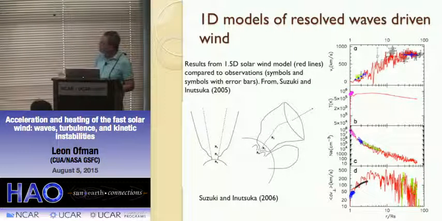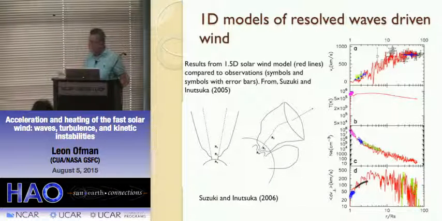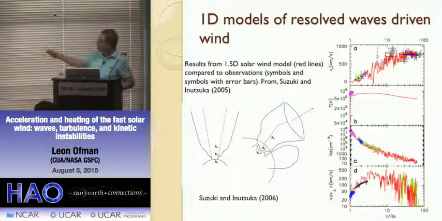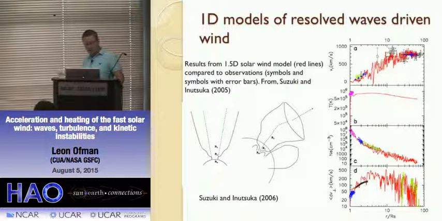This is work by Suzuki and Inutsuka, who did the wave-driven wind, where they looked at a single flux tube, as shown here in these cartoons. But instead of starting at the corona as the boundary, they started really from the photosphere and drove the wind through the photospheric motions. So they show this result, and the red line is the result of the simulation, and these dots and circles with error bars are the results of various measurements. So just by providing a spectrum of fluctuations at the photosphere, they are able to reproduce some observed properties of the fast solar wind.